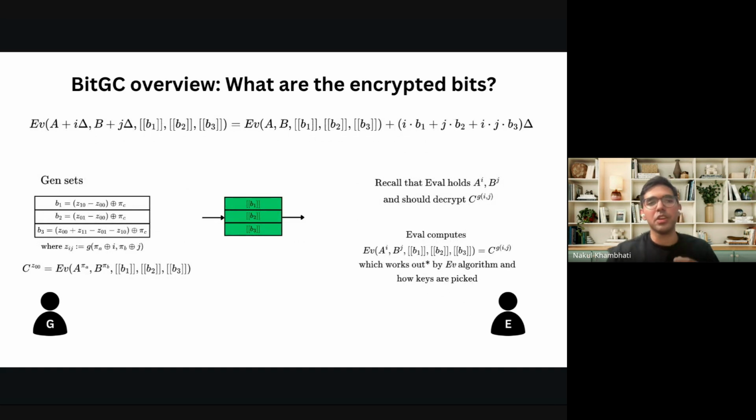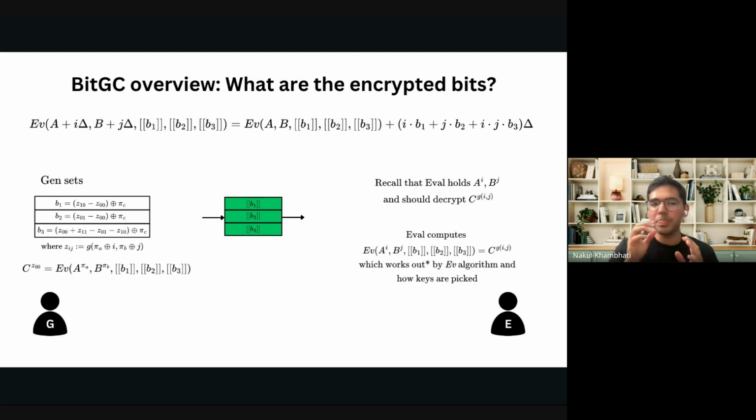Recall what I said earlier: the evaluator has to use these encrypted bits along with her input keys to get the desired output key. Compare this to how in Yao's GC, she used the encrypted truth table and her input keys to get the desired output key. I'm going to skip a lot of details here, and questions regarding more details we can probably postpone to the end. It's very interesting to work out these details, but for now, let's just look at what we get from here.